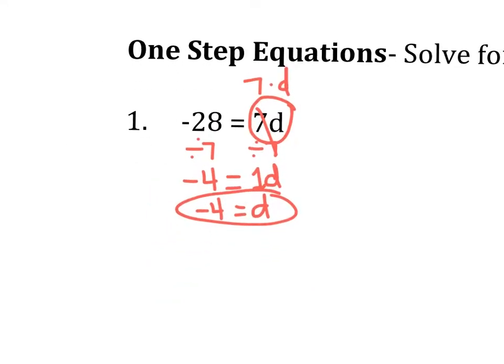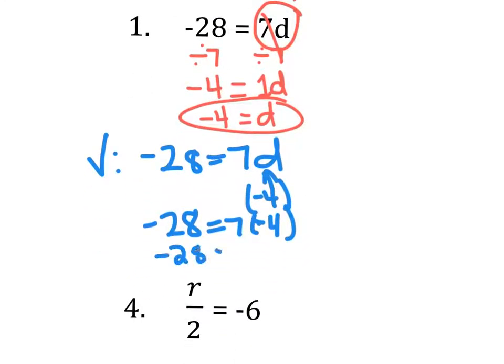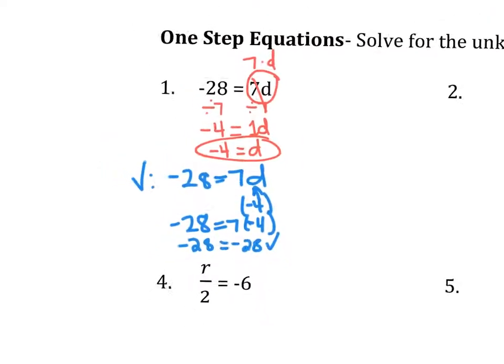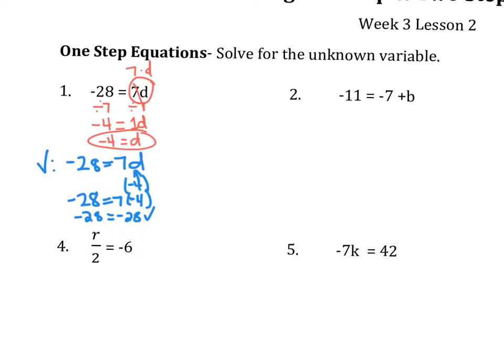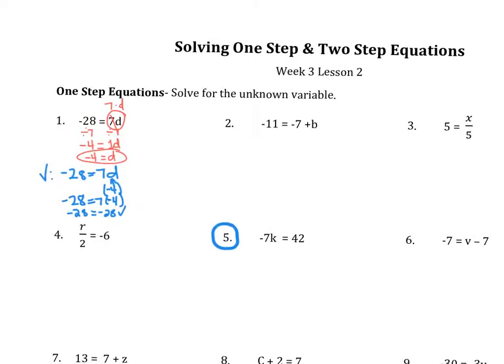You can always go back and check your work by using substitution. So negative 28 equals 7d is my original equation. I'm going to replace my letter d with negative 4. You do not have to do this for every problem, but it is recommended. So here I show that negative 28 is in fact equal to negative 28. There you go. The other problem similar to this one on your practice that you can use is number 5. Those are the same steps as number 1. So when you get to it, and if you get stuck, just go back to that one and follow the steps that we did.